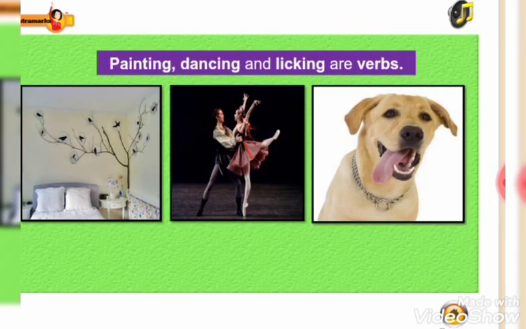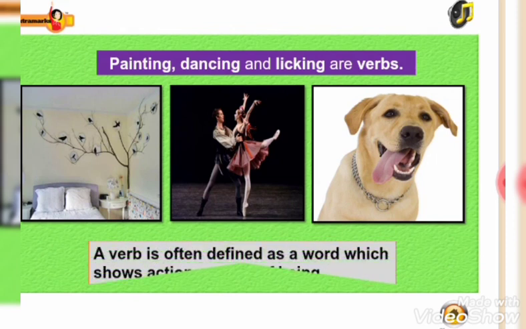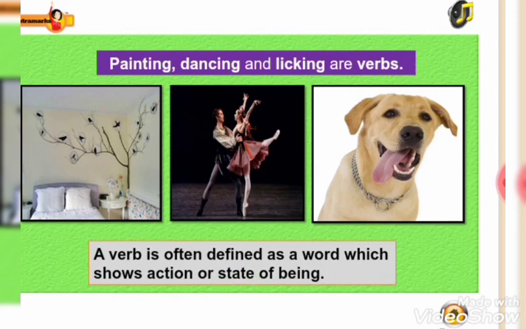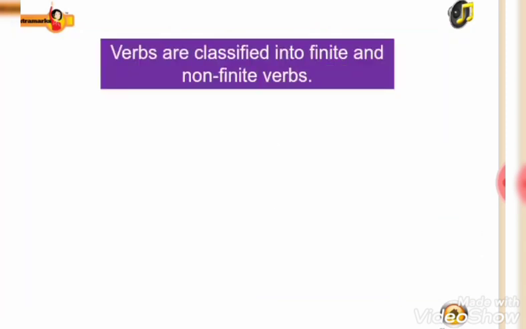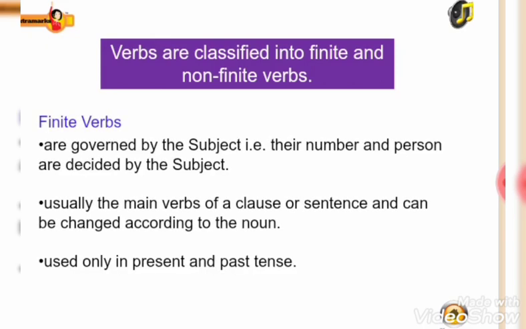Hello, children. In your previous classes, you have learned about verbs, haven't you? A verb is often defined as a word which shows action or state of being. Verbs are classified into finite and non-finite verbs. Finite verbs are those verbs that are governed by the subject, that is, their number and person are decided by the subject. These verbs are usually the main verbs of a clause or sentence and can be changed according to the noun. They are used only in present and past tense.